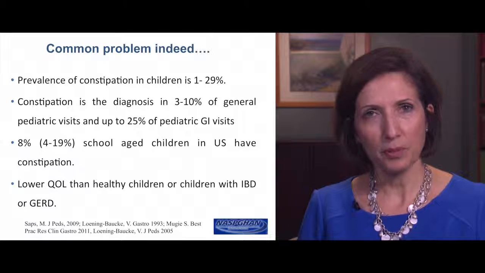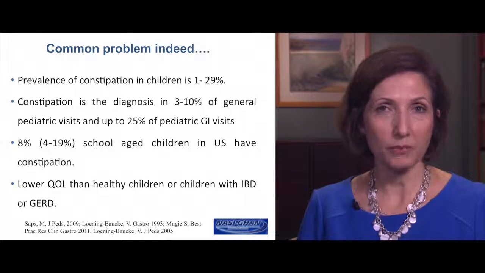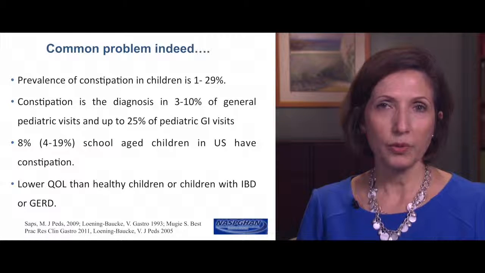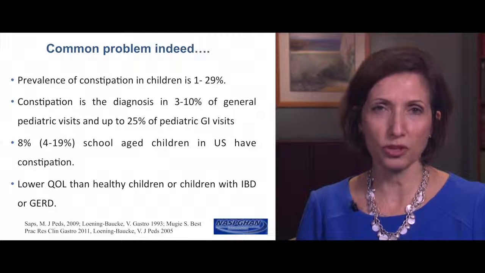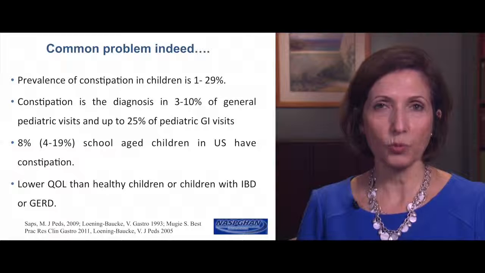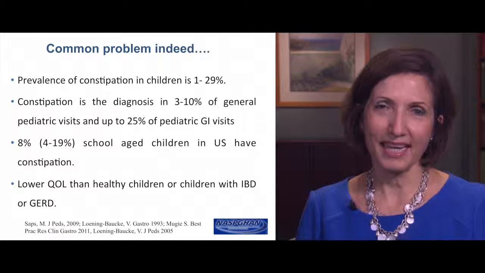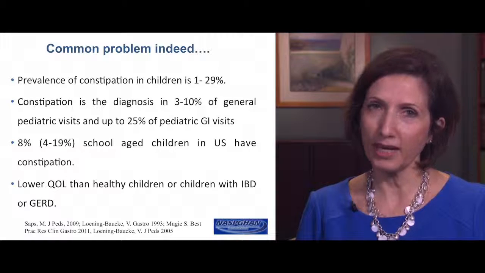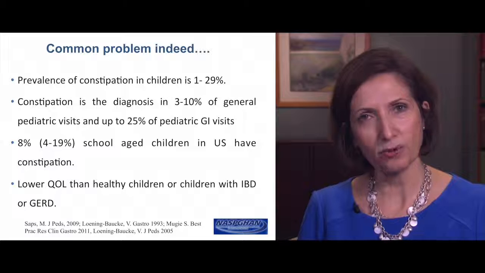Constipation is a common problem indeed. The prevalence is 1 to 29% in the general population. We see that constipation is a diagnosis in 3 to 10% of visits to the general pediatrician. It makes up to 25% of pediatric GI visits. 8% of school-age children in the US have constipation, and they have lower quality of life when compared to healthy children and children with IBD or with gastroesophageal reflux.